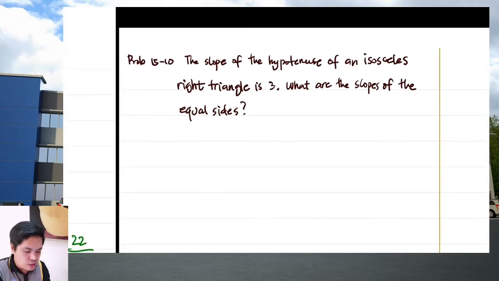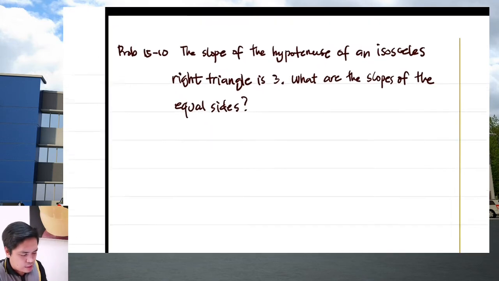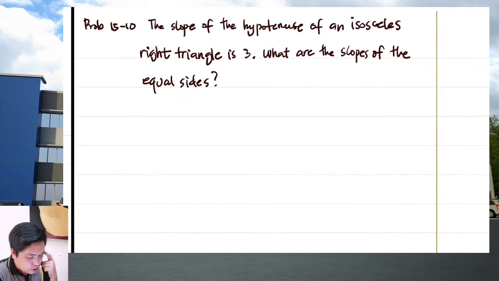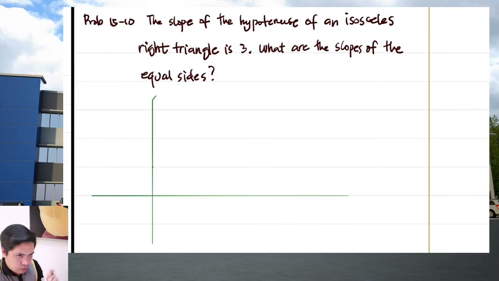Okay, let's try to answer this next problem. Problem 15-10. The slope of the hypotenuse of an isosceles right triangle is 3. What are the slopes of the equal sides? Okay. So in this right triangle, the hypotenuse has a slope of 3. So if we plot that, let's not use the plotting tool. Okay, the slope is 3. So let's just assume, to be safe, we start at the origin.